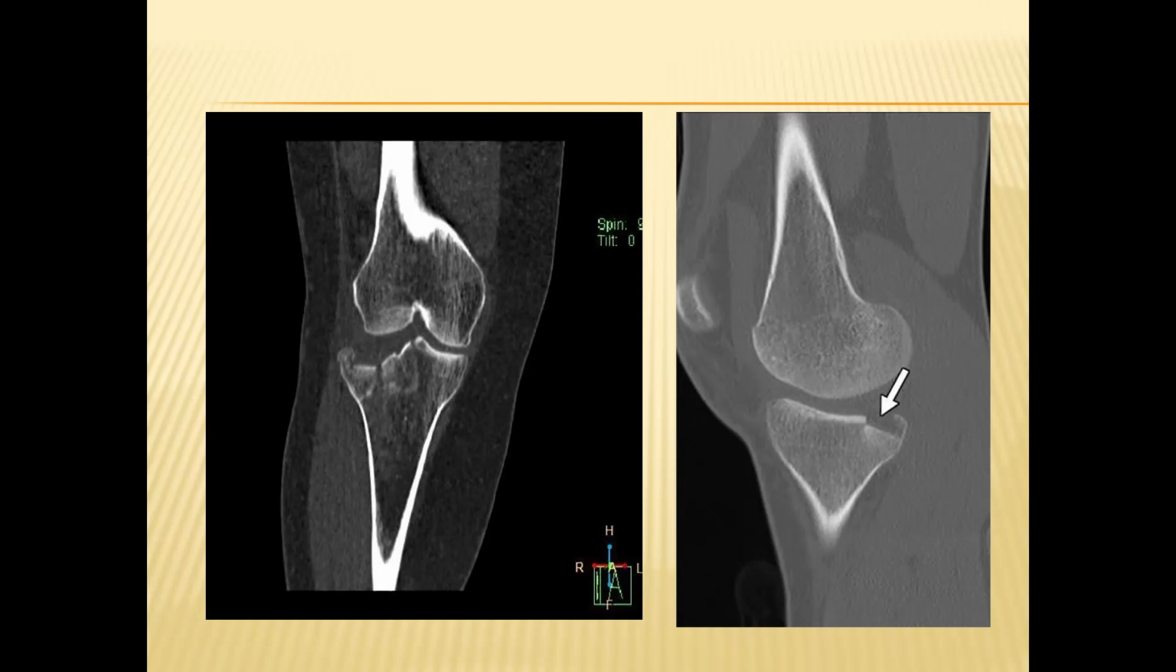This is another picture showing a fracture of the lateral tibial plateau. The second picture shows a fracture of the tibial plateau extending up to the joint surfaces. So these are also types of tibial plateau fractures in radiographic images. This is the CT scan showing fractures of the tibial plateau.